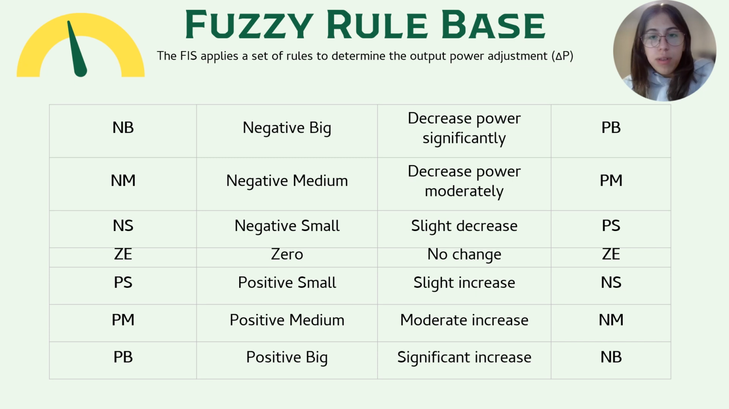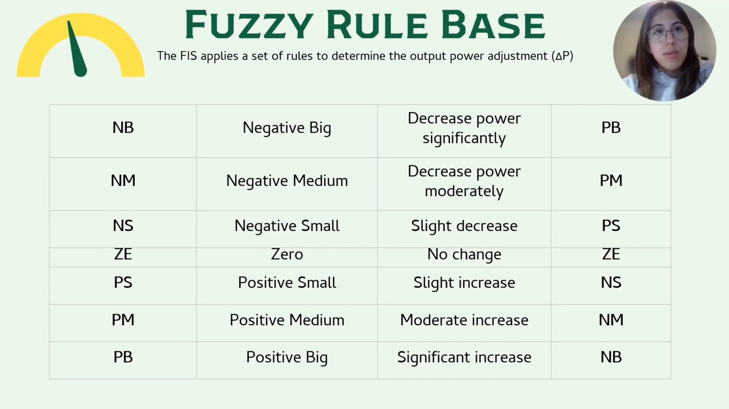So a bit more on the fuzzy inference system. There's a rule base here, which applies the set of rules that we see to determine the output power adjustment, which will be delta P. And these rules are shown here using linguistic variables.